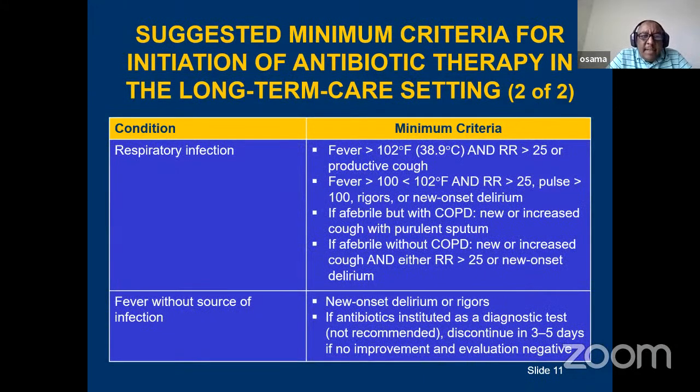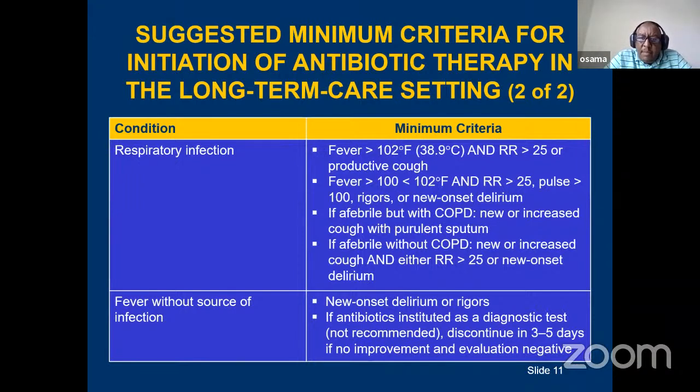For respiratory infections: fever more than 102 Fahrenheit and respiratory rate more than 25, or productive cough; or fever more than 100 and less than 102, with respiratory rate more than 25, pulse rate more than 100, rigors, and new onset delirium. So this is another criteria.